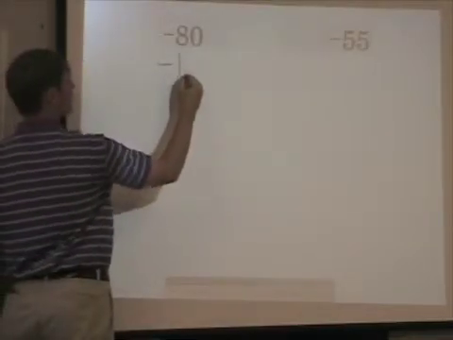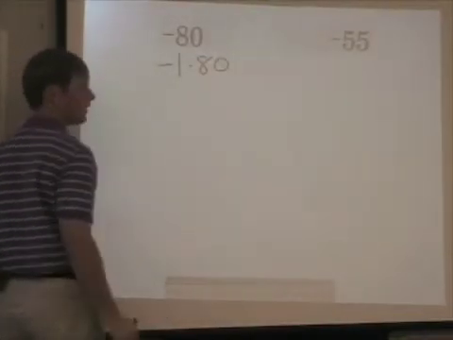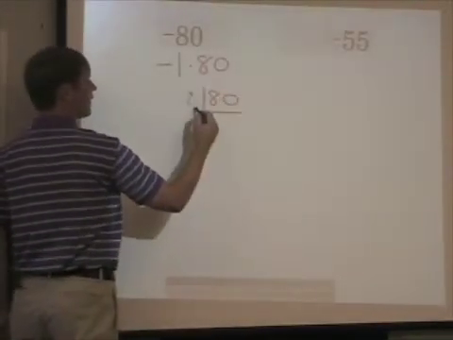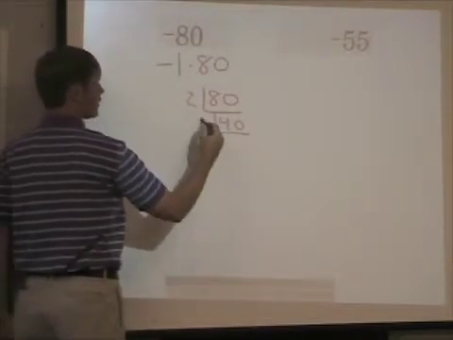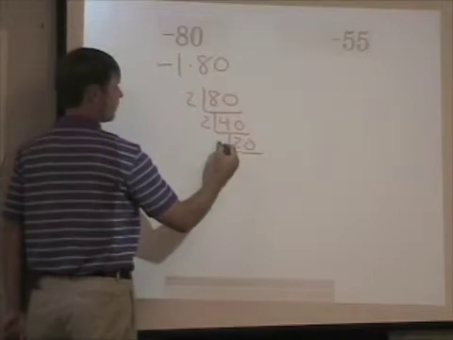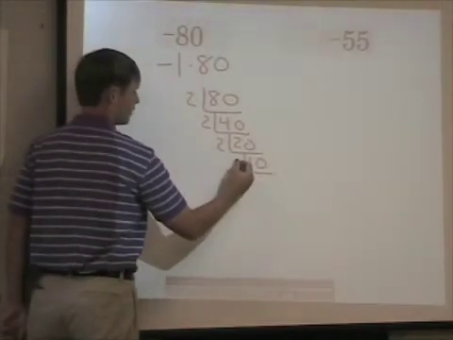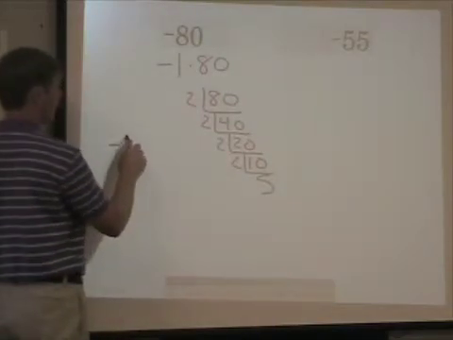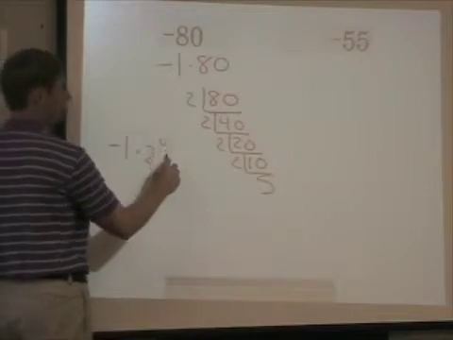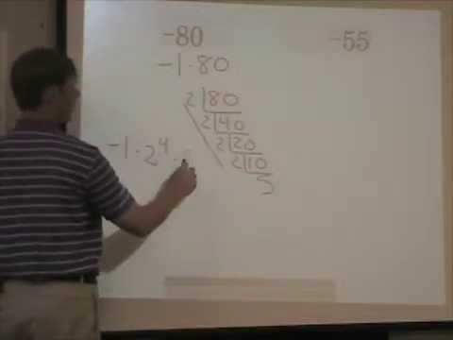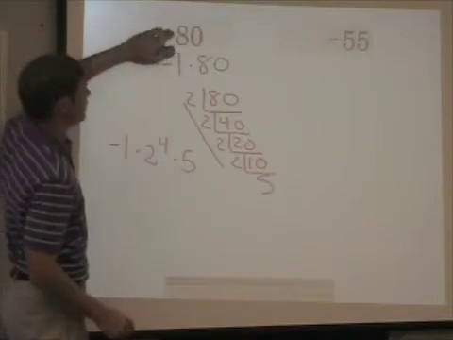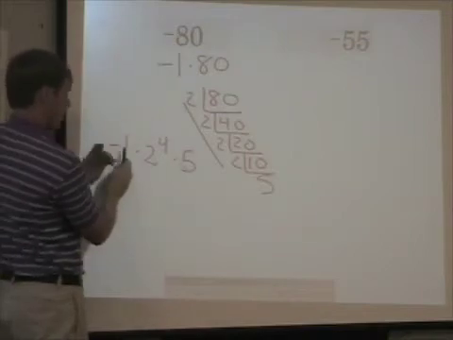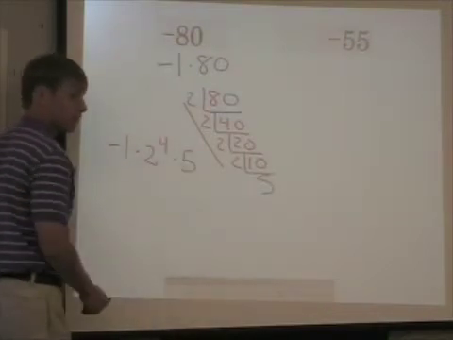Negative 80 is negative 1 times 80. Okay, now you find the prime factorization of 80. 80 is going to be 2 times 40. 40 is 2 times 20. 20 is 2 times 10. 10 is 2 times 5. So the prime factorization of negative 80 is negative 1 times 2 to the 4th power, because there's 4 2s, times 5. Now, if it was just positive 80, the answer would be 2 to the 4th times 5. But since it's negative 80, it's negative 1 times 2 to the 4th times 5.